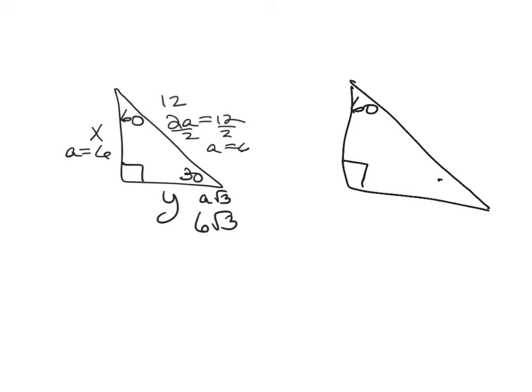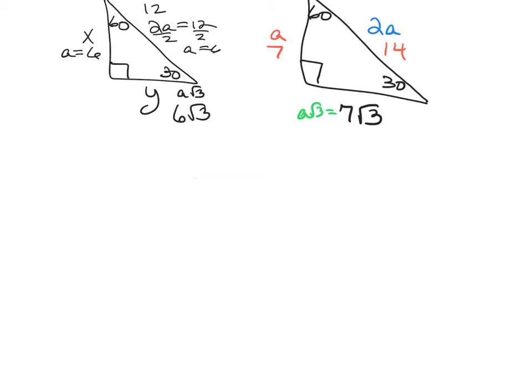So 60, 30. And let's say this time I give you this side. Now, what might be beneficial is if you go through and say, okay, opposite 30 is A, opposite the 90 degrees is 2A, so then this one is A root 3. So what's A going to be? 7. Good. What's 2A going to be? 14. Perfect. Getting the hang of it? Yeah. All right, now I'm going to throw you a difficult one. Here we go.